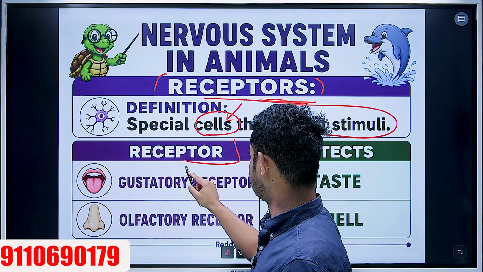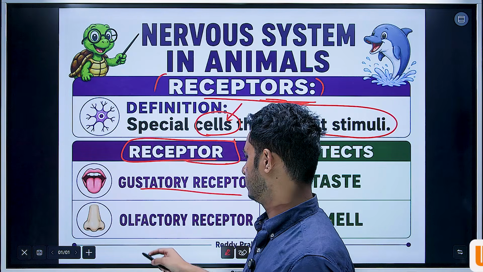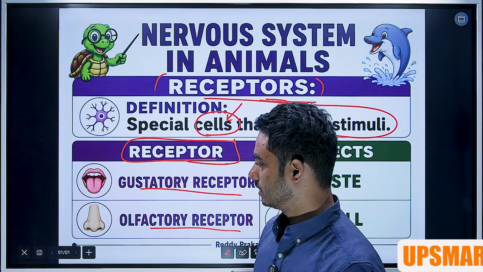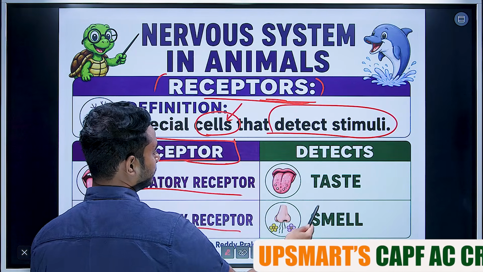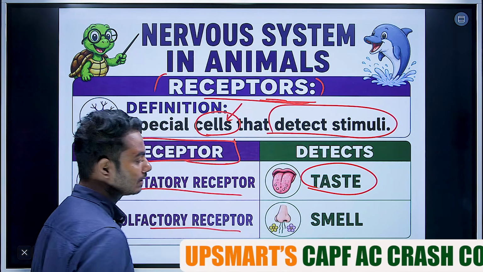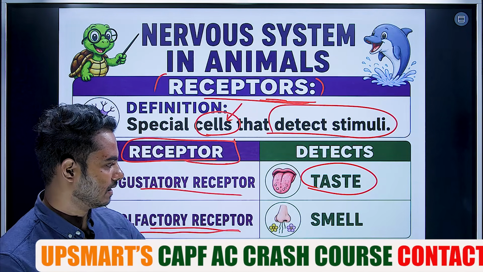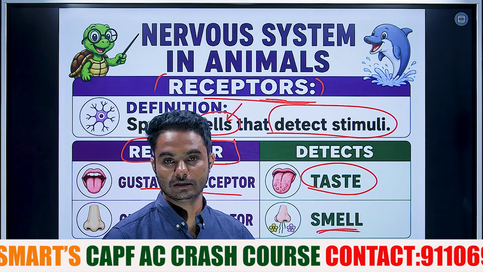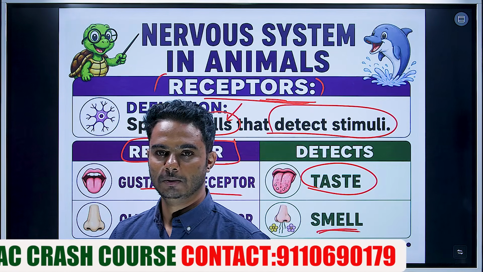Now, what are the examples for receptor cells, sir? One is gustatory receptor. Two is olfactory receptor. Gustatory receptors are the taste buds. They will tell you what to eat, what not to eat. Olfactory receptors detect the smell. They will tell you what to breathe in, what not to breathe in. Fine.